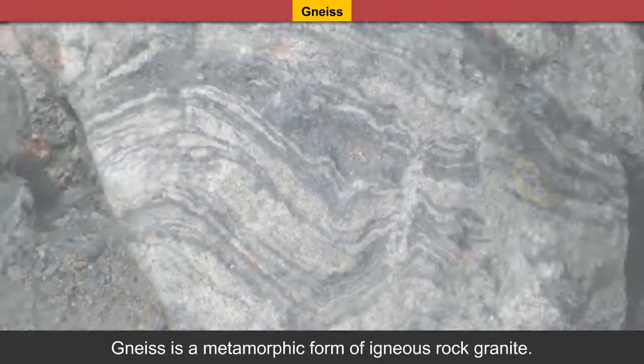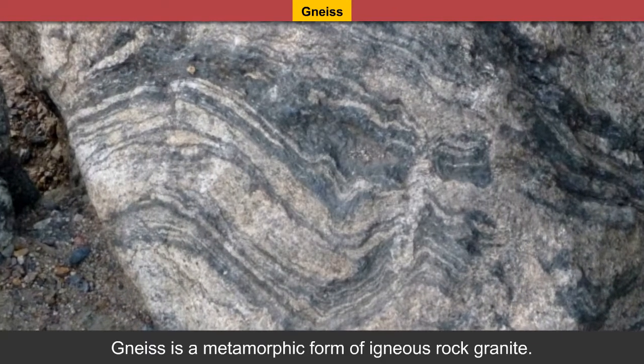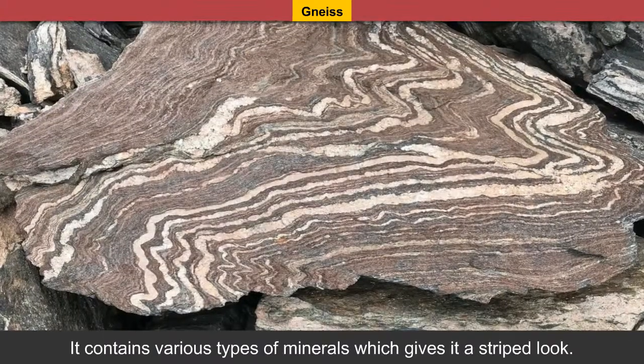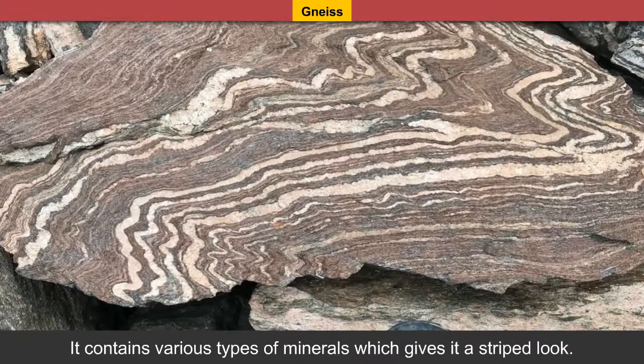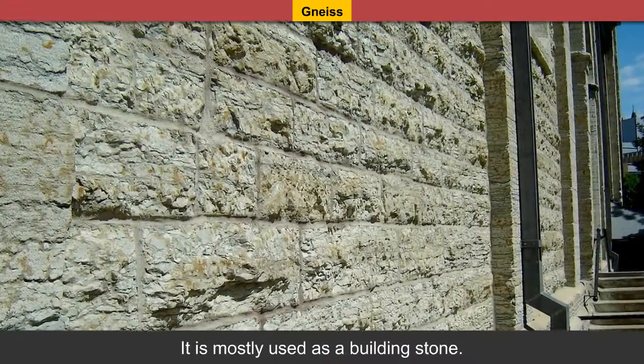Gneiss. Gneiss is a metamorphic form of igneous rock, granite. It contains various types of minerals which give it a striped look. It is mostly used as a building stone.